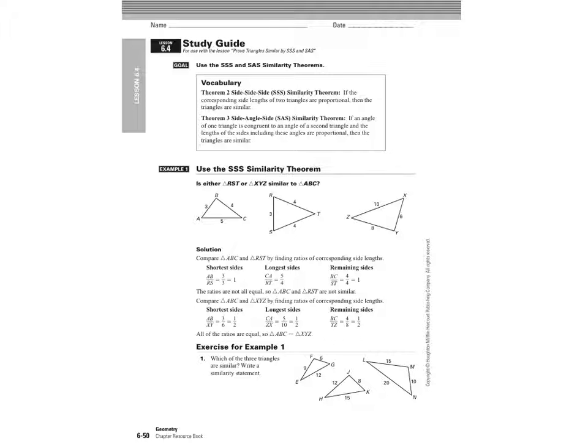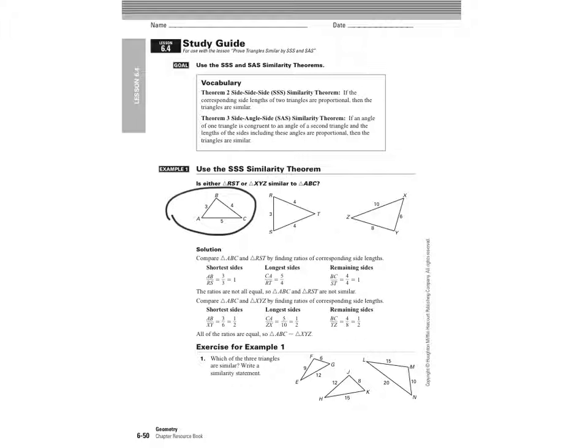This is the side-side-side, and the side-angle-side. In order to use the side similarity theorem, all three sides must be proportional. To use side-angle-side, you need two sides that are proportional and the included angle. So for this one, in the example, they're asking us which one is similar to ABC. So this is this one.